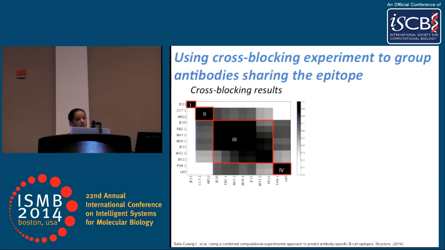Now, we use this information to improve our predictions, and we did that on 2 levels. In the first level, instead of predicting a single patch for each antibody, we predicted a single patch for each group of antibodies, using information from all antibodies of the group.